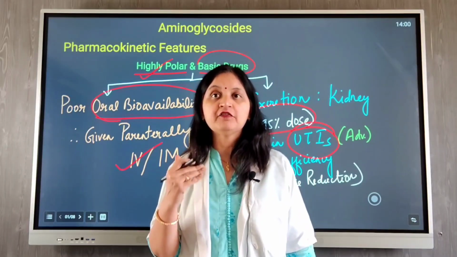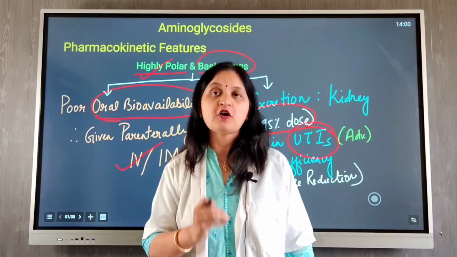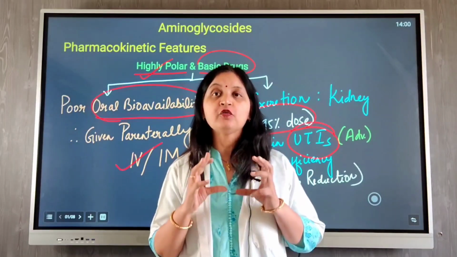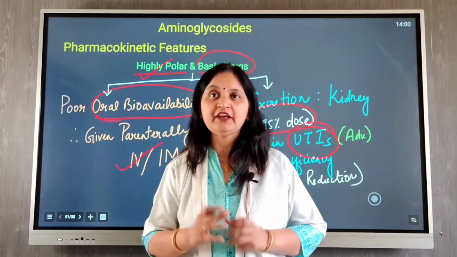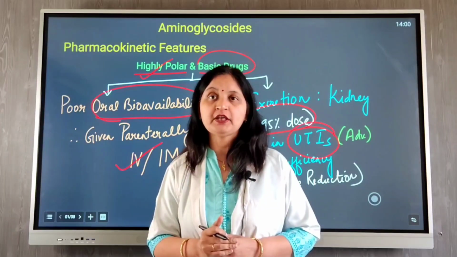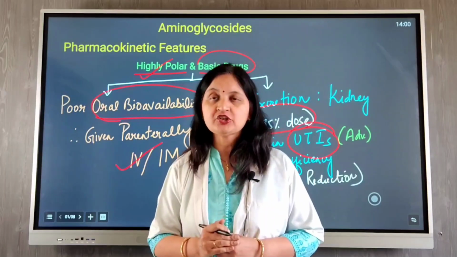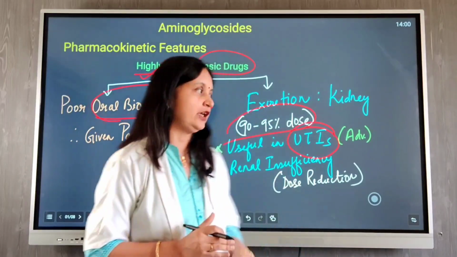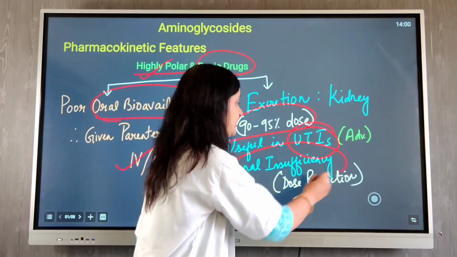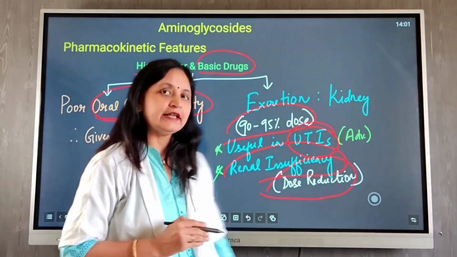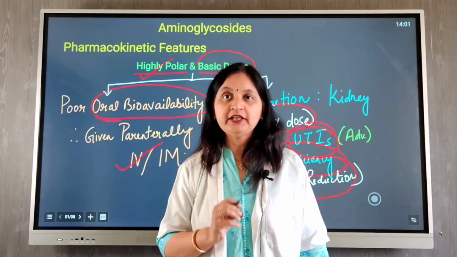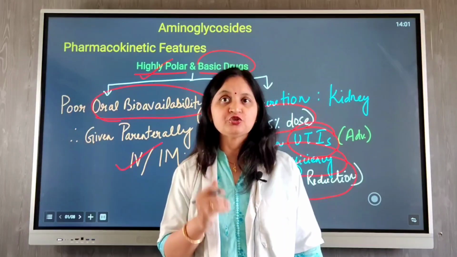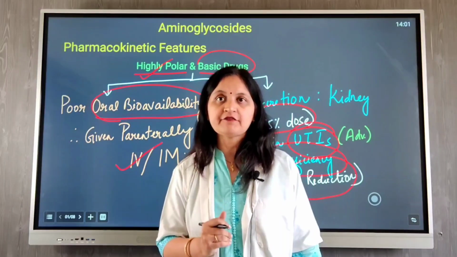So this is an advantage of aminoglycosides because of their excretion through the kidney. But the downside is that in case of renal insufficiency, in kidney failure, aminoglycosides should be avoided. Dose modification is needed because there can be accumulation leading to toxicity. In renal insufficiency, dose reduction is needed because they are excreted through the kidney. They are completely dependent on the kidney for excretion, leading to toxicity in renal insufficiency.